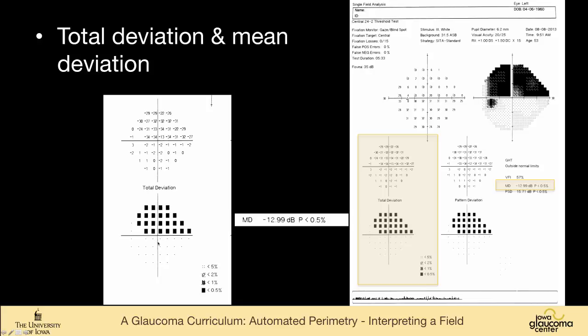Like everything in total deviation, this is center weighted. So if you have something that's depressed centrally, it's more important and more reproducible than something in the far periphery. And then the mean deviation over here is the center weighted average of all of these points. Again, the central points are more reproducible and more important, and so this number is center weighted. On average, this person is down 12.99 decibels, which is highly significant at a p-value of less than 0.5%.